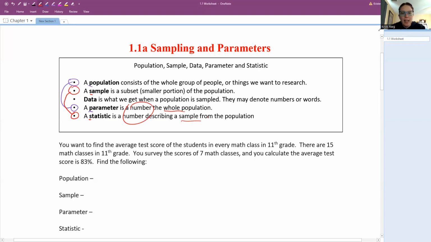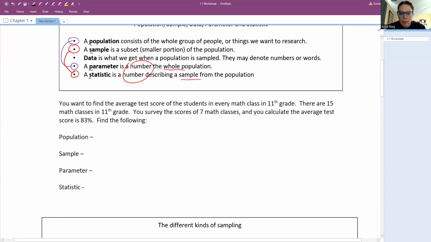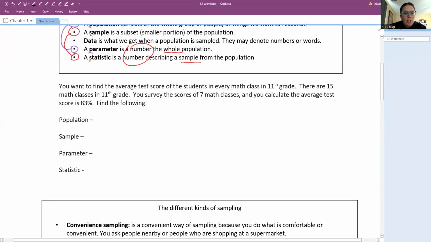Okay, so let's look at an actual example instead of me just making something up in my head. It says, you want to find the average test score of the students in every math class in 11th grade. There are 15 math classes in 11th grade. You survey the scores of 7 math classes. You calculate the average test score is 83%.